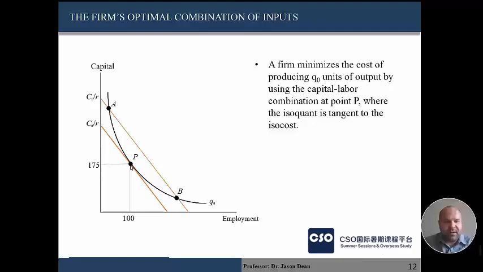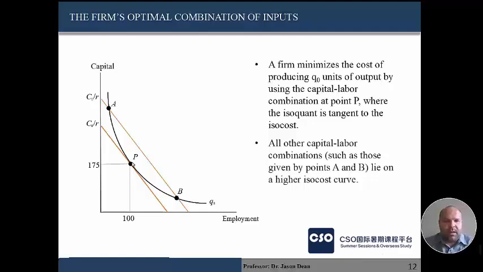So obviously we would want to have the lowest ISO cost line that is tangent to Q0, because that's what we want to produce. We want to produce Q0, but we want to do it at the lowest cost. And remember, if you go in the southwestern direction, the overall costs are falling, so we want the lowest one that is tangent to the isoquant. Any other capital-labor combinations would not be profit maximizing. And that's easy to see here.